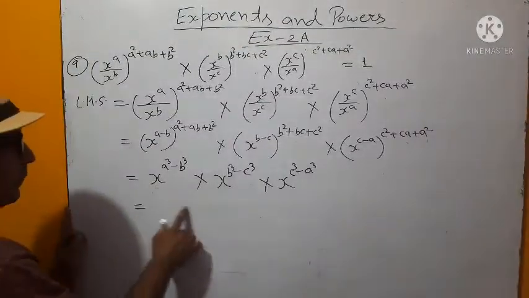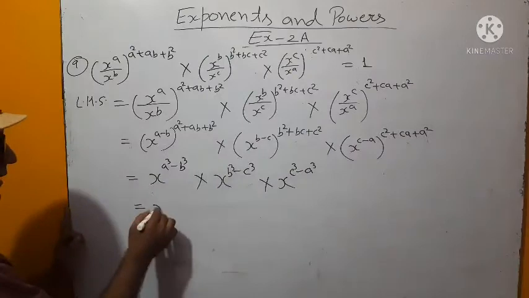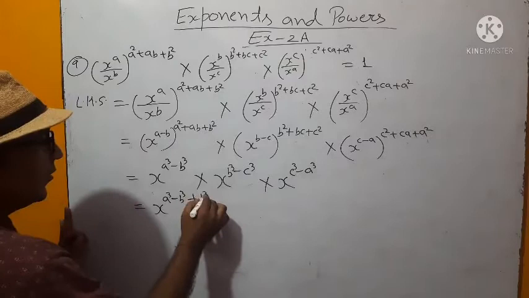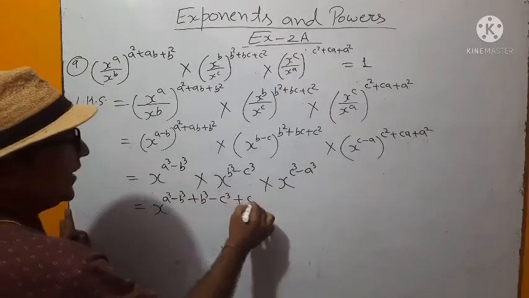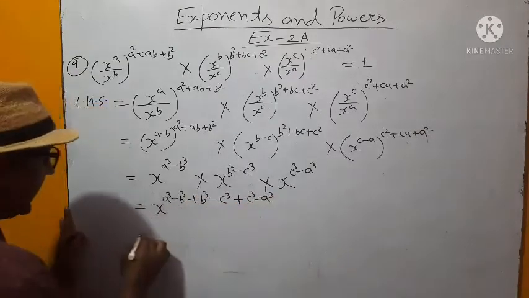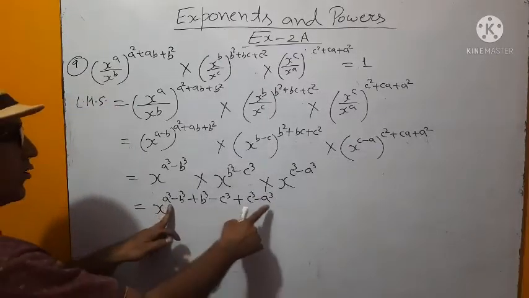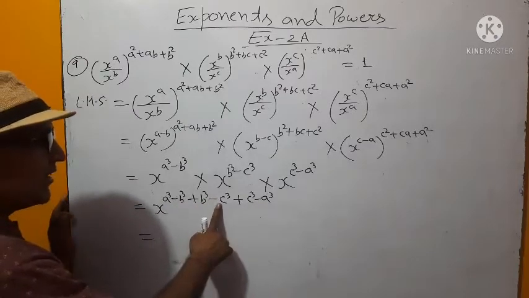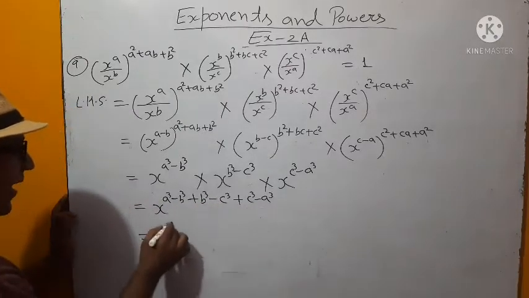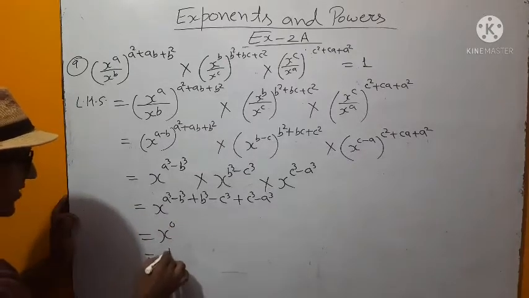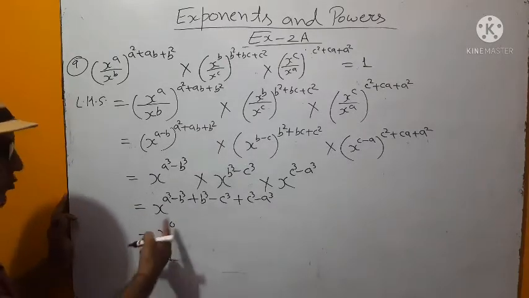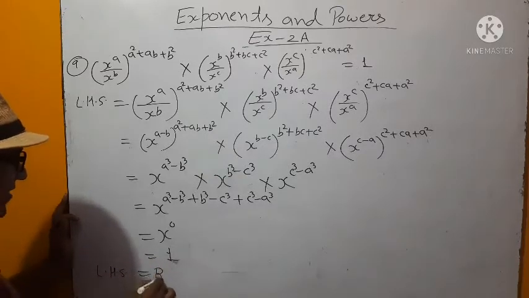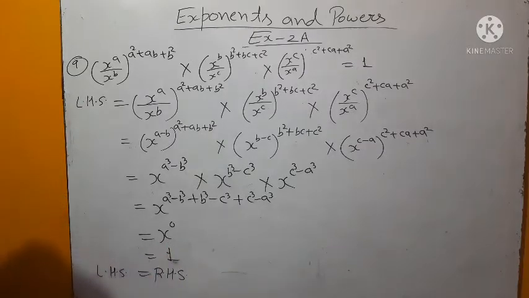Now after this, bases are same, so exponents will be added. X power a cube minus b cube plus b cube minus c cube plus c cube minus a cube. See here, a cube minus a cube 0, minus b cube plus b cube 0, minus c cube plus c cube 0, means power is 0, and power is 0 means 1. X to the power 0 means 1. So we have proved here left hand side is equal to right hand side.